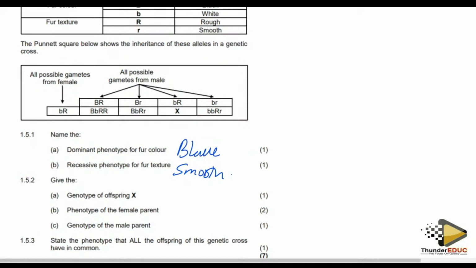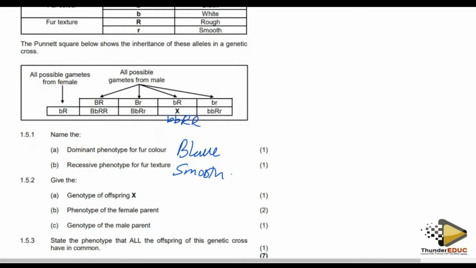We are saying give the genotype of offspring X. They are saying genotype. So if you are saying genotype, then it means that you're going to come here and here. So it's going to be small b, capital R, capital R. So that is the genotype for that individual.